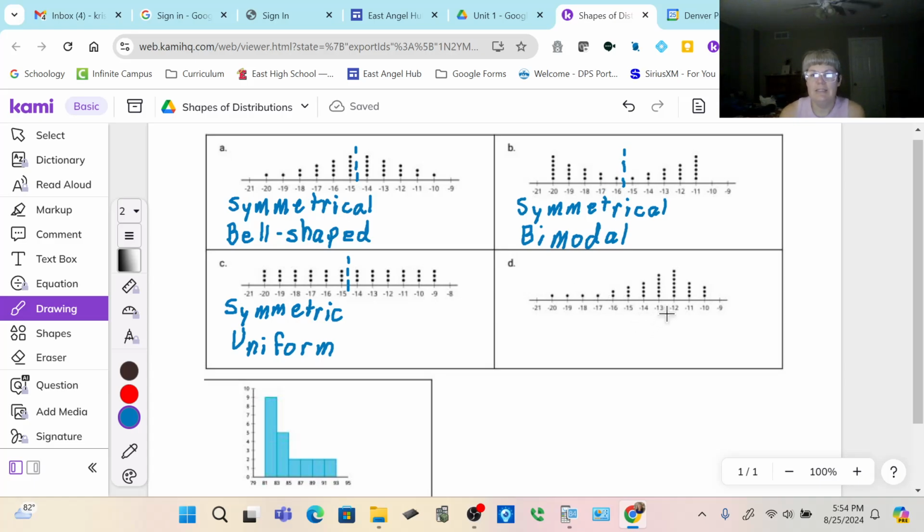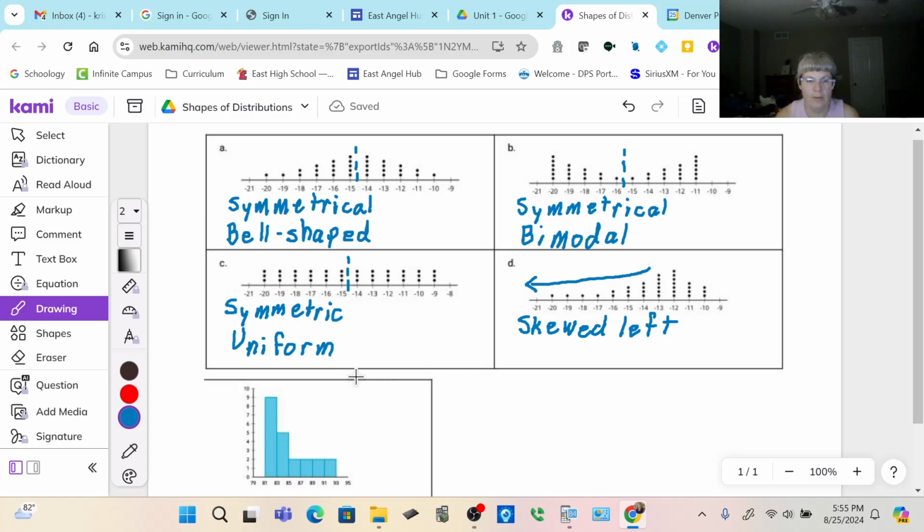D is not symmetric. I can't divide it down the middle. So when it's not symmetric, it's going to be skew. And whether it's skewed left or skewed right has to do with the tail. So if I look at this graph, it has a tail going off to the left side. So we call this skew left or skewed left. That is how we would describe that.